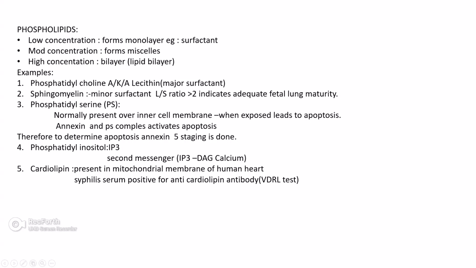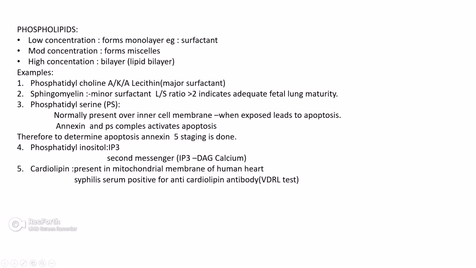Examples of phospholipids are phosphatidylcholine, which is also known as lecithin, which acts as a major surfactant. This was a question in NEET 2023 and is repeated. Sphingomyelin acts as minor surfactant. Lecithin to sphingomyelin ratio when it is more than 2 indicates adequate fetal lung maturity.